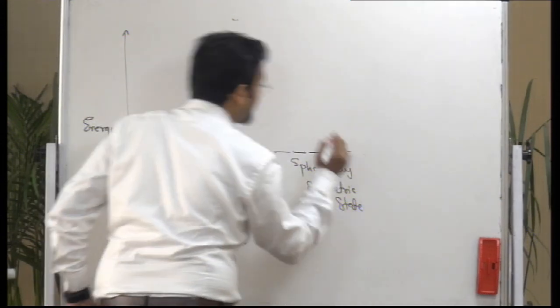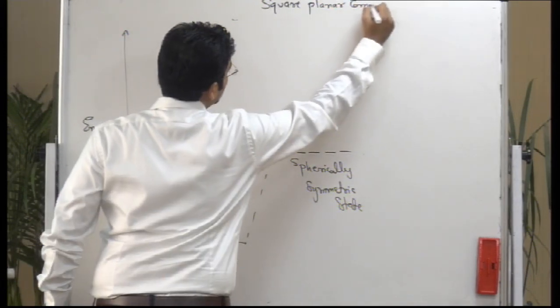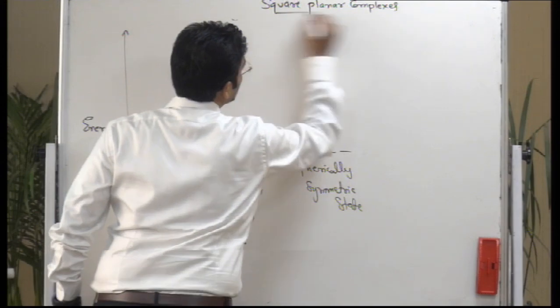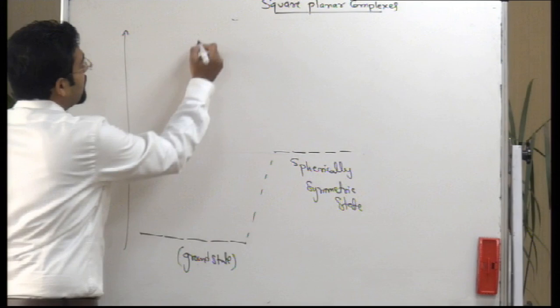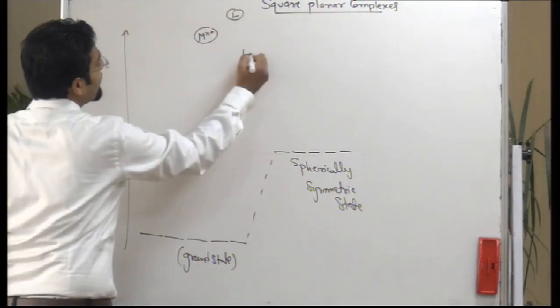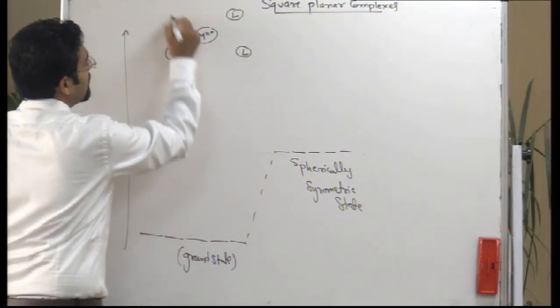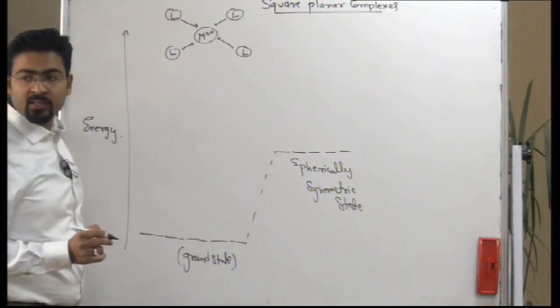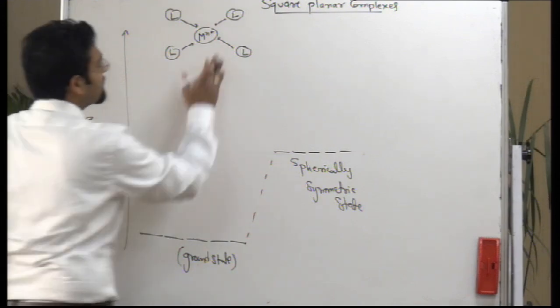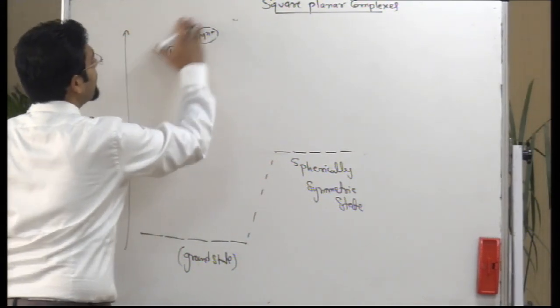So another is square planar complexes. Right? So what happens in square planar complexes? A metal ion binds with 4 ligands which come from the direction of the x and y axis. So let me just redraw so that you can understand it pretty well.